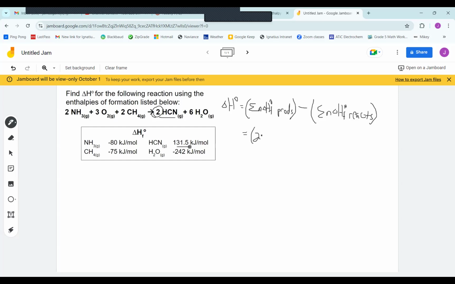And I'm going to pull the number 131.5 from the table of enthalpies of formation that they give us. And we're going to add together. That symbol sigma means add together. We have, as the other product, 6 gaseous H2O. That coefficient needs to multiply the enthalpy of formation.